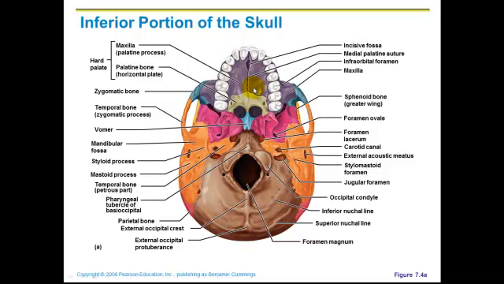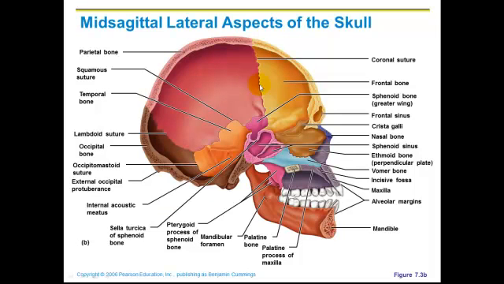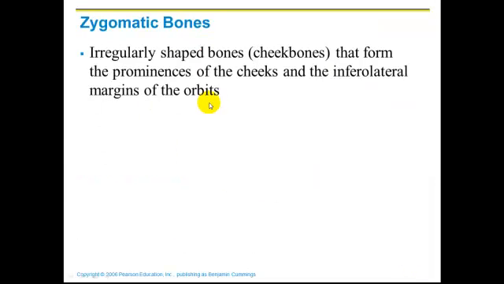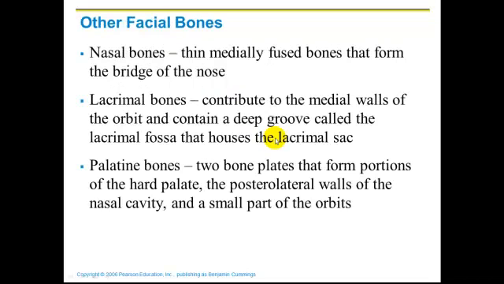So here, looking at the inferior portion of the skull, we see this zygomatic process of the maxilla, the alveolar margins, the teeth, and here would be the hard palate also formed by the maxilla. The other bones would be the irregularly shaped zygomatic bones that form the prominence of the cheeks. The nasal bones, these are fused bones that form the bridge of the nose. The lacrimal bones that contribute to the medial walls of the orbit, these contain the deep groove known as the lacrimal sac, lacrimal meaning tears.